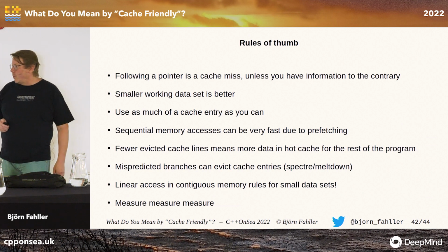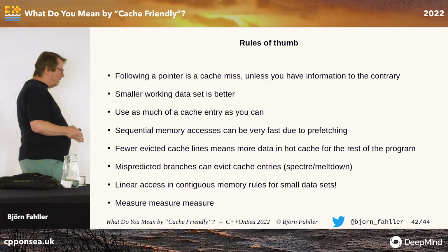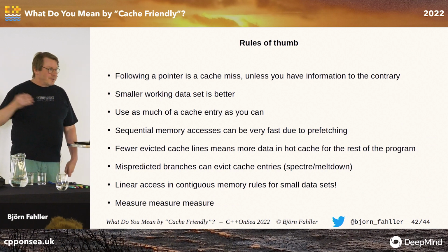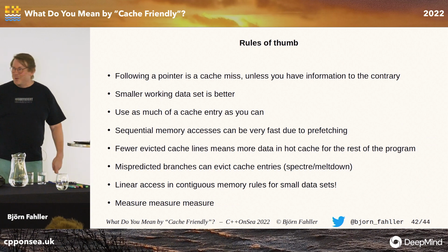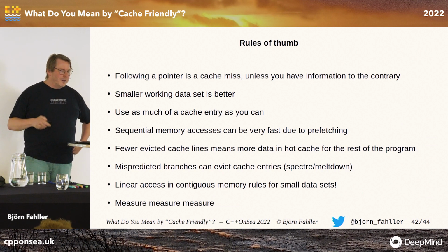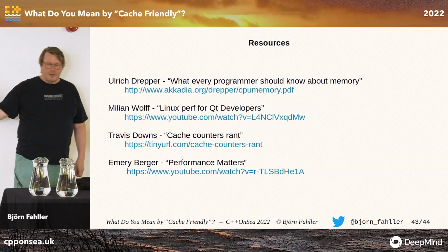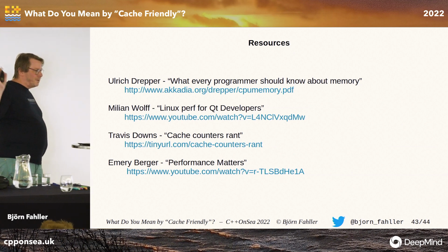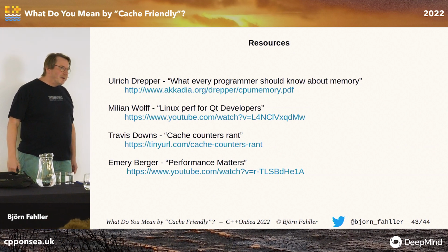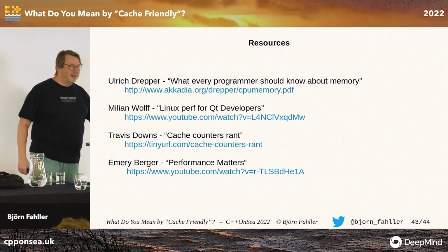So when you think about these things, when you write code, then you do what I call writing cache-friendly code. So that answers the title of the talk. What do I mean by cache-friendly? That is taking these things into account when you write your code. Some things worth looking into. Ulrich Drepper's paper is a little bit old. It's definitely not what every programmer should know about memory, because it starts with how a transistor is made. You don't need to know that.